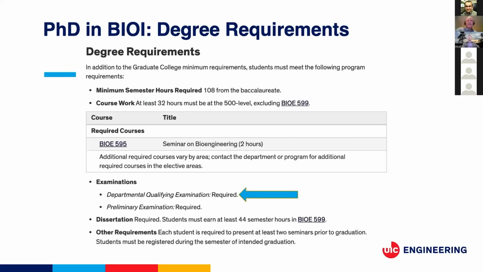And then for the PhD in bioinformatics, one of the differences is that they have a little more 500 level requirements, and they also require a qualifying exam. So you take your coursework, you do a qualifying exam, and then you do your prelim exam, and then you do your thesis. For the PhD in bioengineering, we do not have a qualifying exam, so you do your coursework, you do your prelim, you do your thesis.